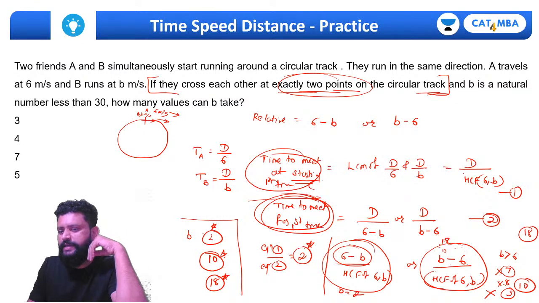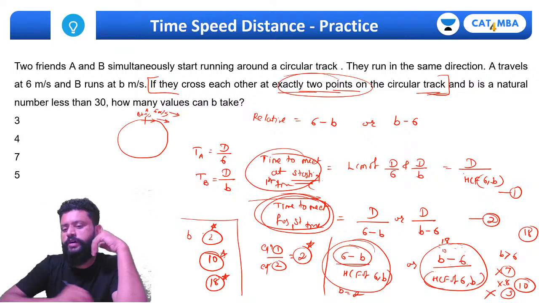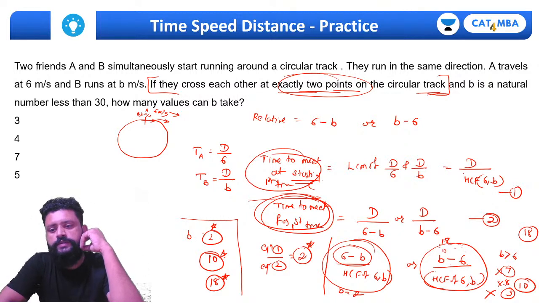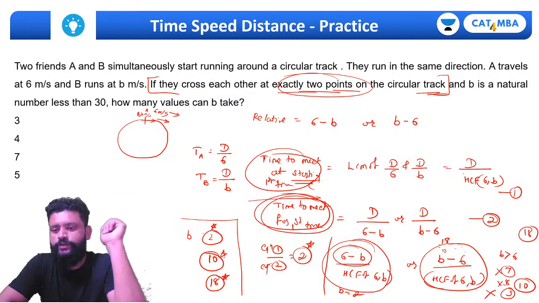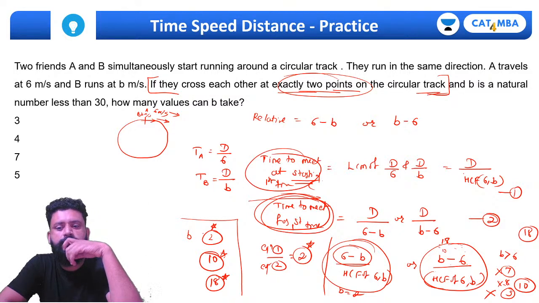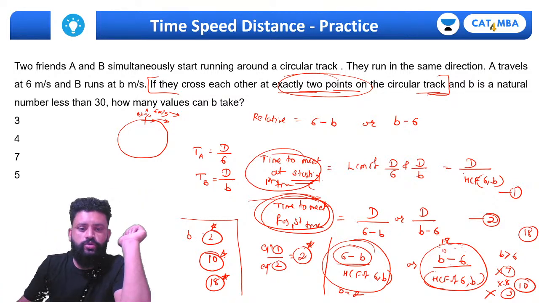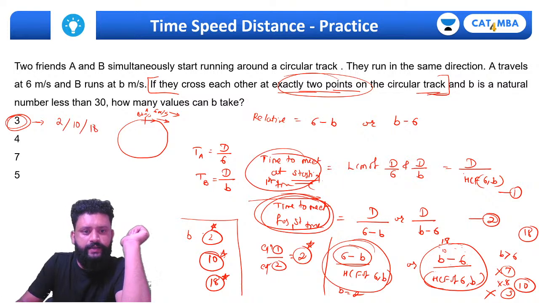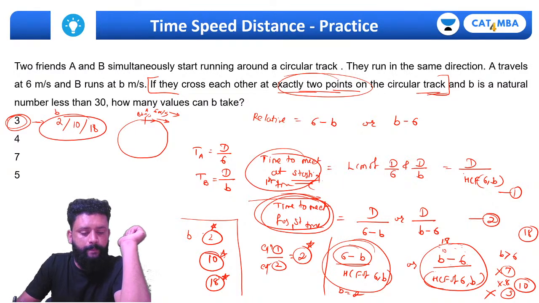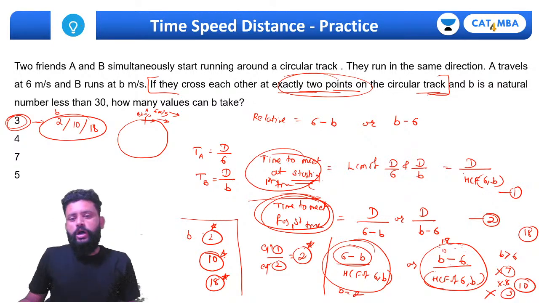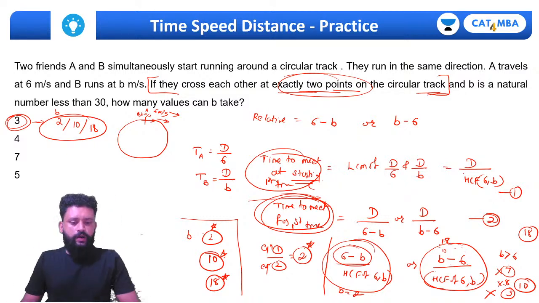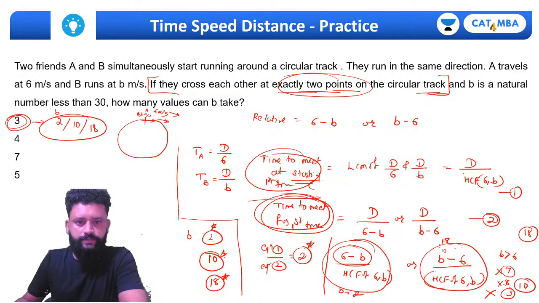After that, there won't be any possible value. If you go for 24, then it will be more than 2, because 24 minus 6 will be 18, and 18 upon 6 will be 3. So these are the only possible ones. 3 possible values, and which are they? They are 2, 10, 18. Really a tricky question from time, speed, distance.